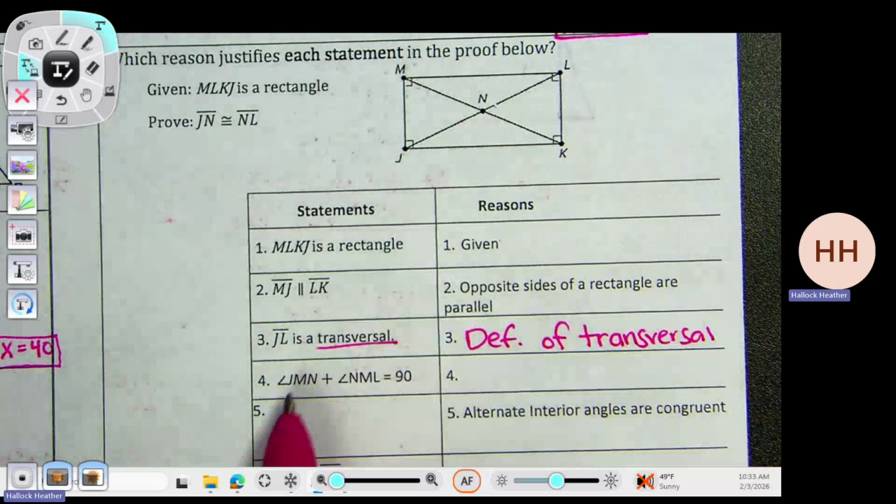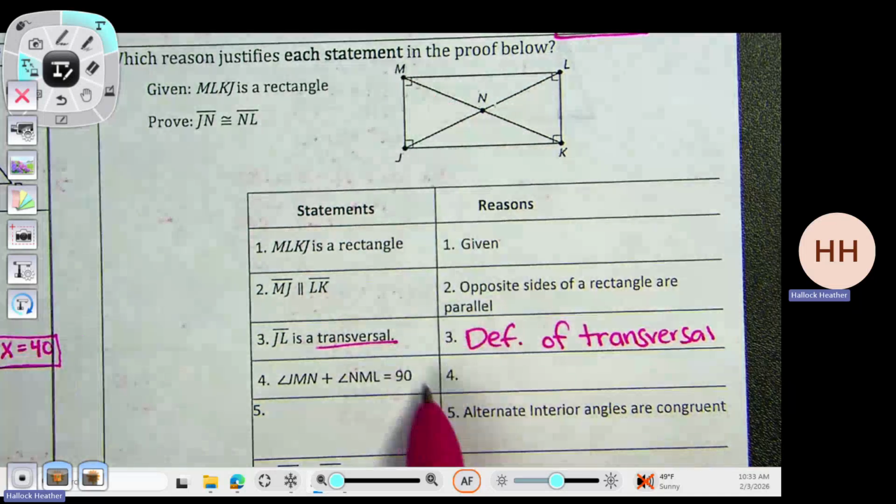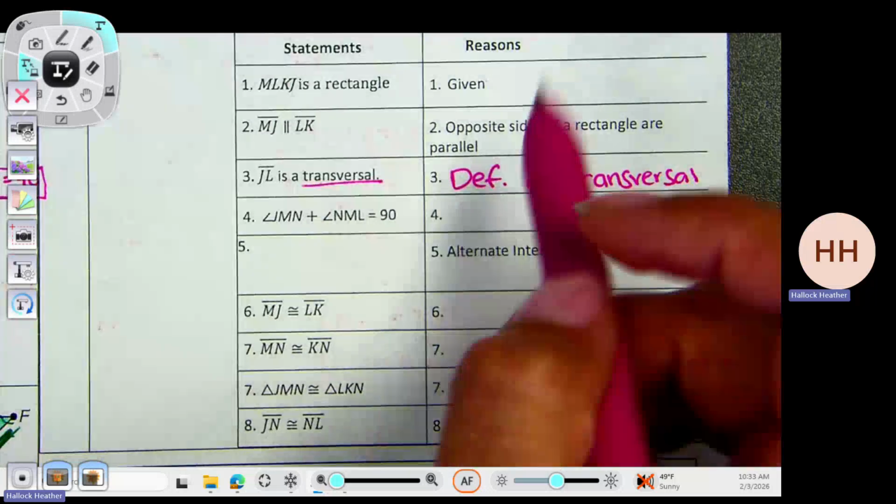The next one says that JMN adds with NML to make 90 because they're both in this corner. So they do add to make 90. The only reason down below that would make sense for that is definition of a right angle.